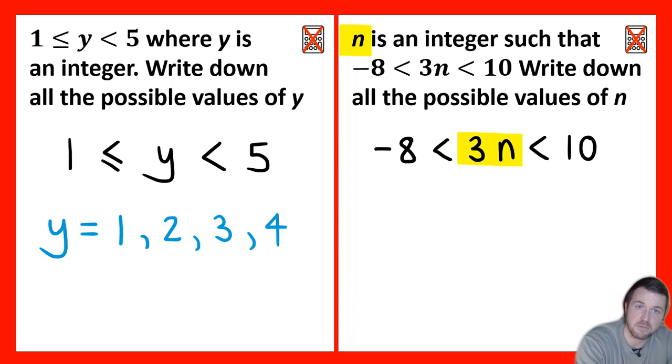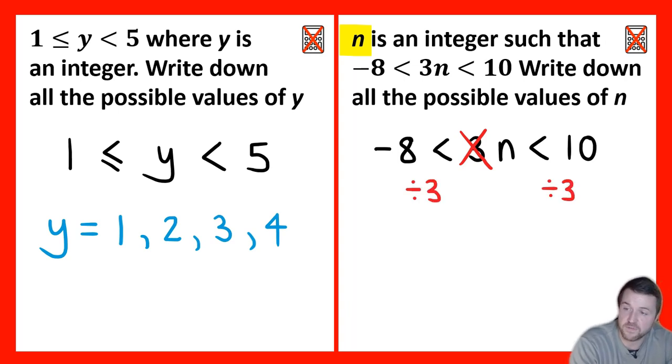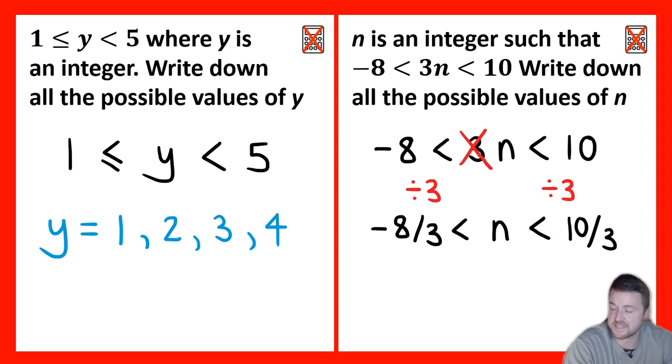Since n is being multiplied by 3, we can apply the inverse and divide through by 3 to leave us with n. This will involve dividing all parts of the inequality, the left-hand side, the middle part, and the right-hand side. The left-hand side would be negative 8 over 3, which is less than n, which is less than 10 over 3. Since n needs to represent integers, which are whole numbers, it might be more beneficial to write these improper fractions as mixed numbers so that we can see the next number larger or smaller than these.